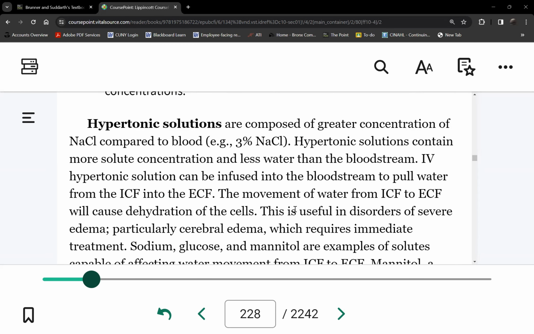Hypertonic. So this is anything that has dextrose in it. 5% dextrose, 10% dextrose. What's the only exception? 5% dextrose in water. That's the only isotonic solution. Anything else, D5 normal, D5 and a half, D5 LR, anything with dextrose in it is a hypertonic solution, meaning it has higher concentrations compared to the bloodstream.